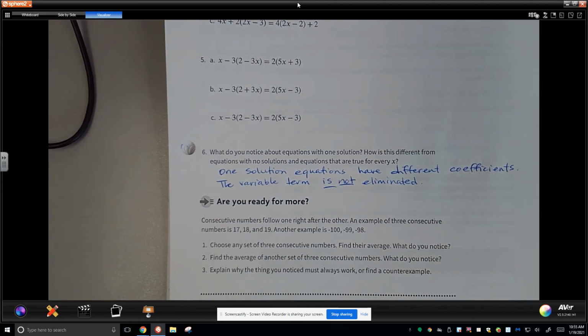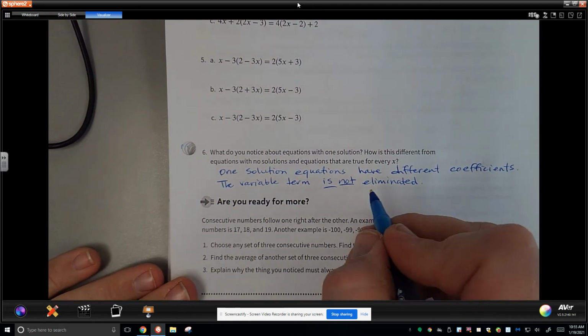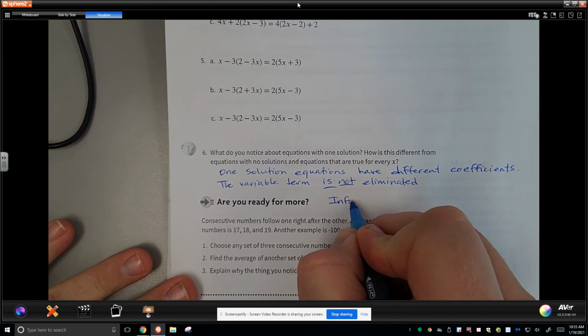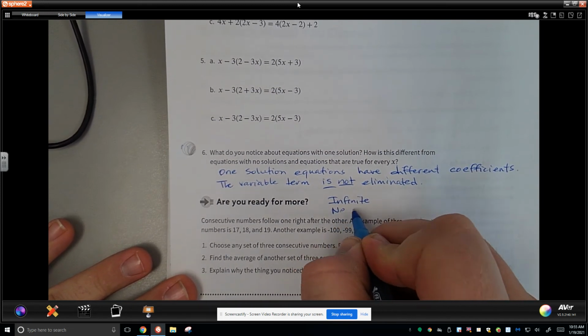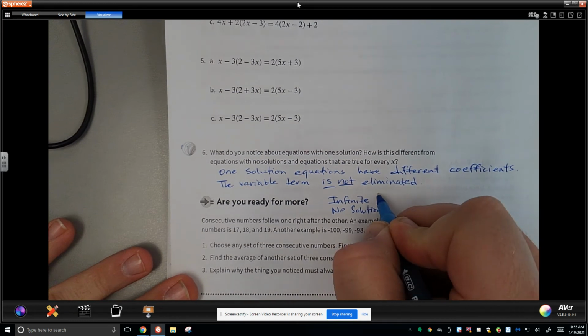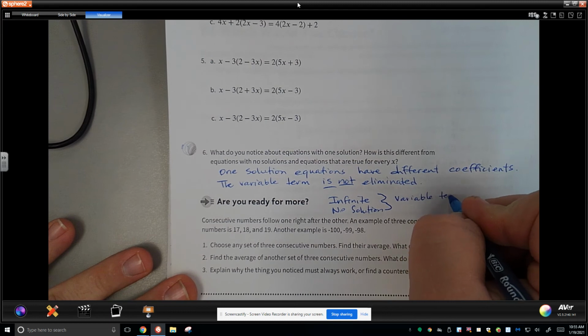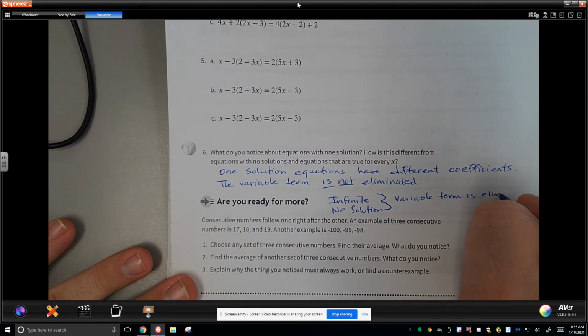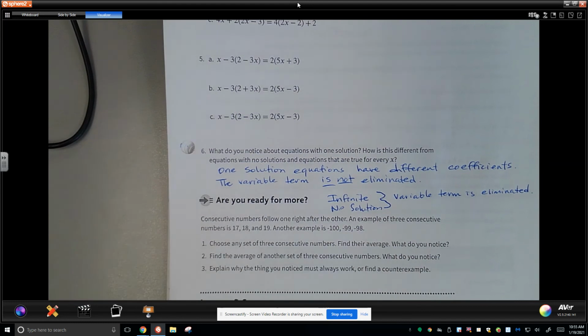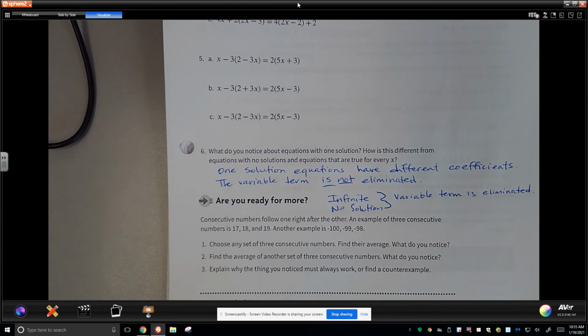How is this different from the equations with no solution and equations that have true values? The other ones, infinite and none. When we look at these two, the variable term is eliminated. Meaning that when I apply the addition property or the subtraction property, it's simply gone. It's eliminated. And we're left to just comparing the coefficient or the constant values that are left, not the coefficients. So pay attention to those things. Give them your best shot.